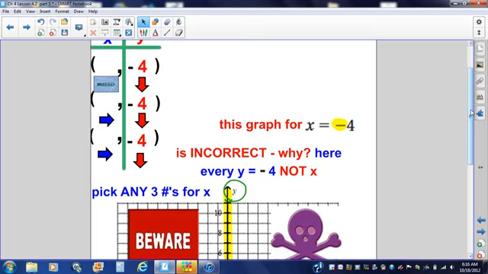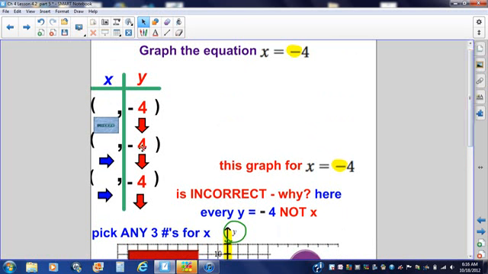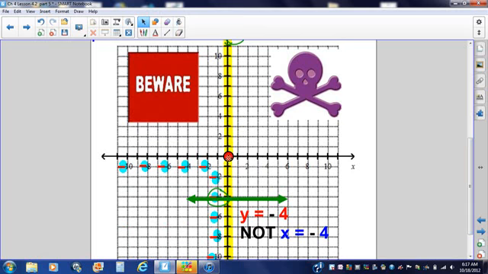Draw yourself a t-chart. Put -4, -4, -4 underneath the y. Pick any 3 numbers you want to for x. I will pick 0, 1, and 2. To graph it, 0, -4. I'm going to freeze, and then I'm going to go down 4.